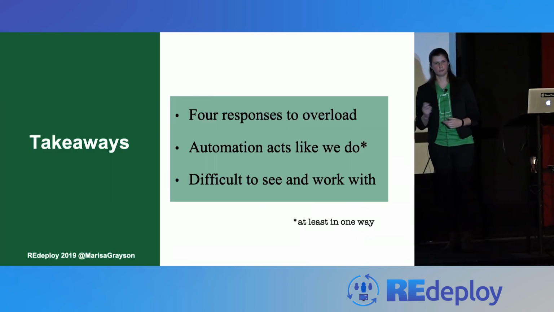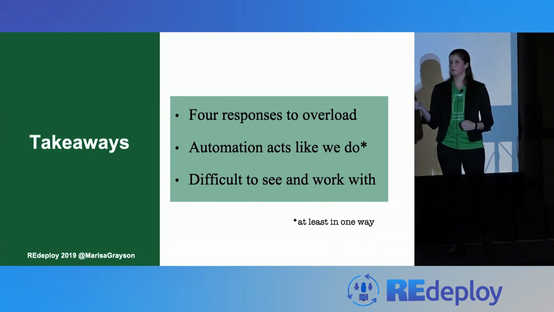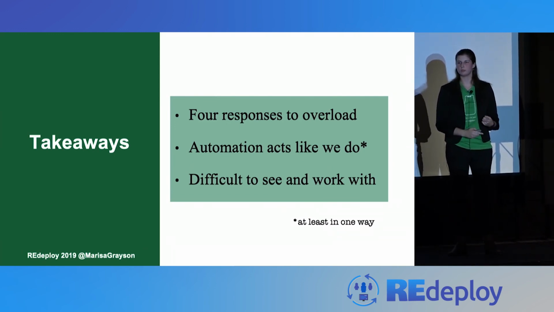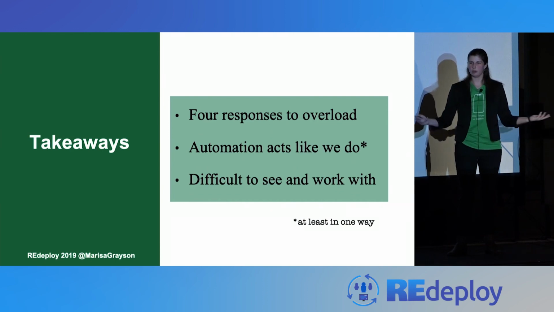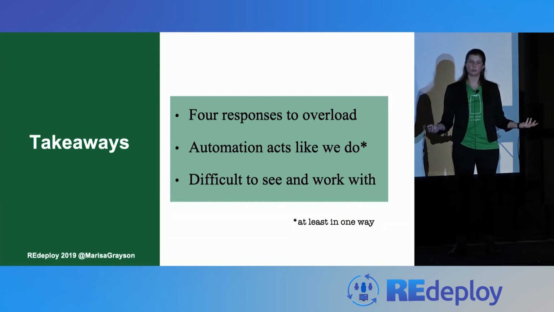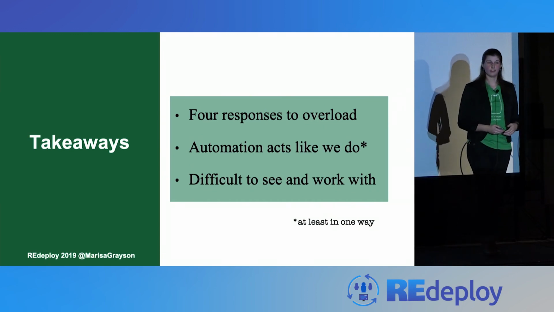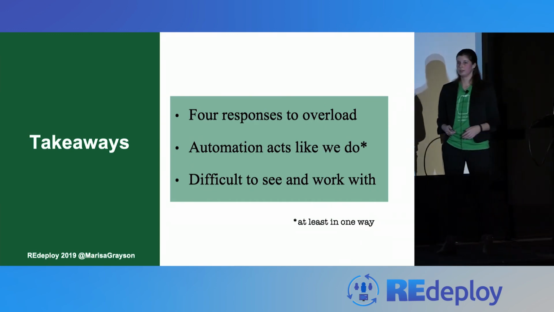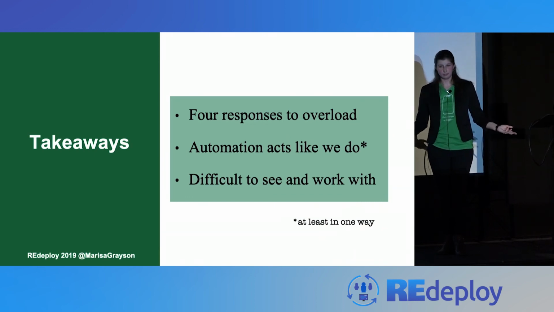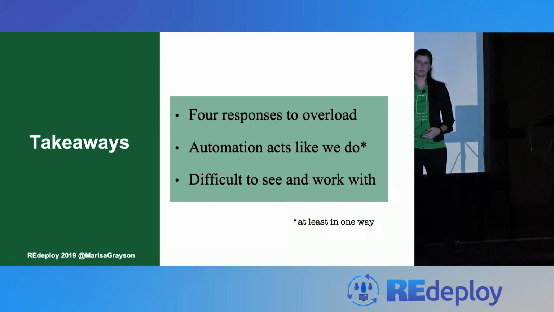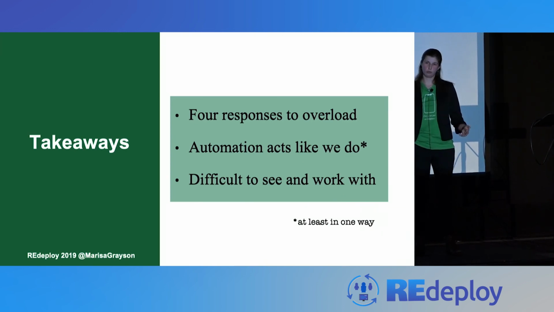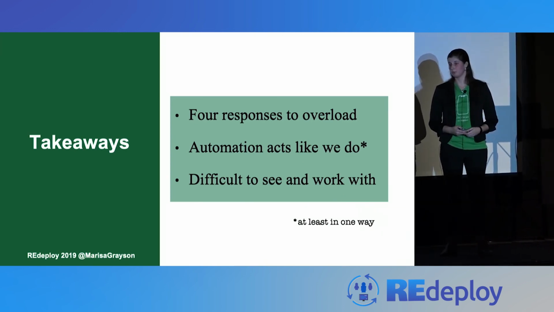So I'll reiterate my takeaways for this. There are these four different types of responses: shedding load, reducing thoroughness, recruiting resources, and shifting work and time, that are a general way for you to think about how you and your systems are responding to the threat of overload. Automation does respond in similar ways, with the caveat that it doesn't respond very well, but it does follow some similar patterns. And of course, it's difficult to see. Like any difficult system to coordinate, you have to try to find ways to make it more observable, more directable, and hopefully more predictable.